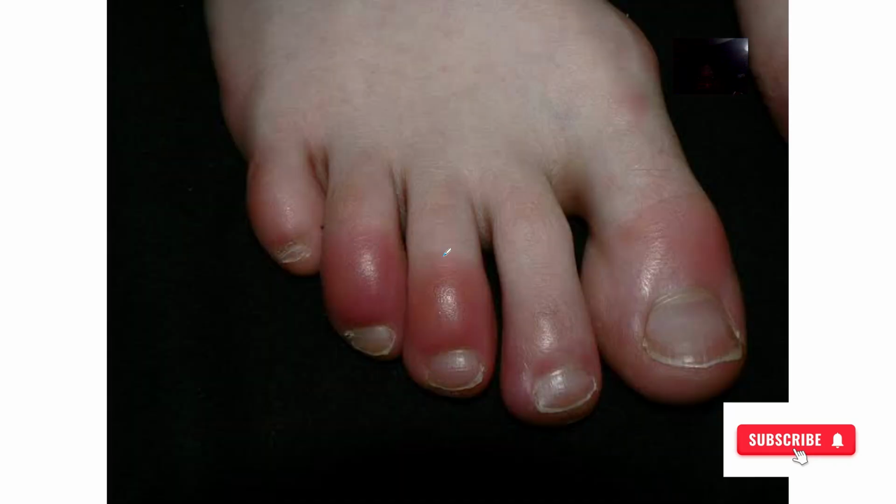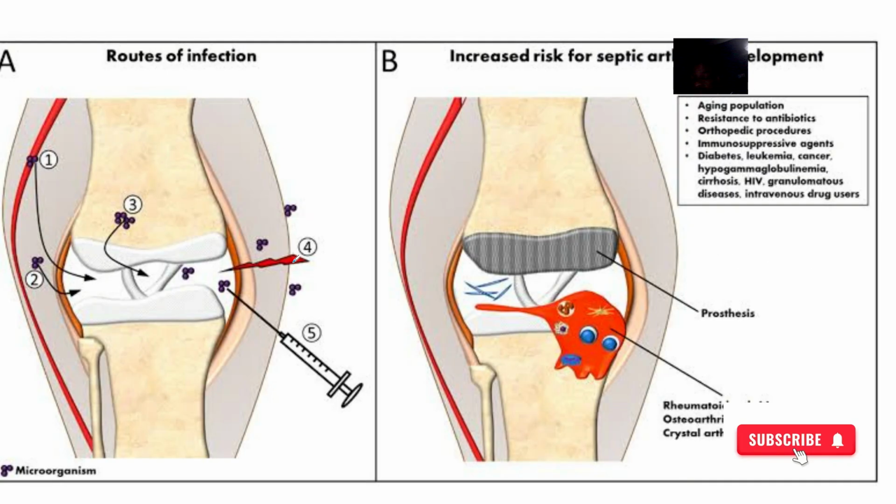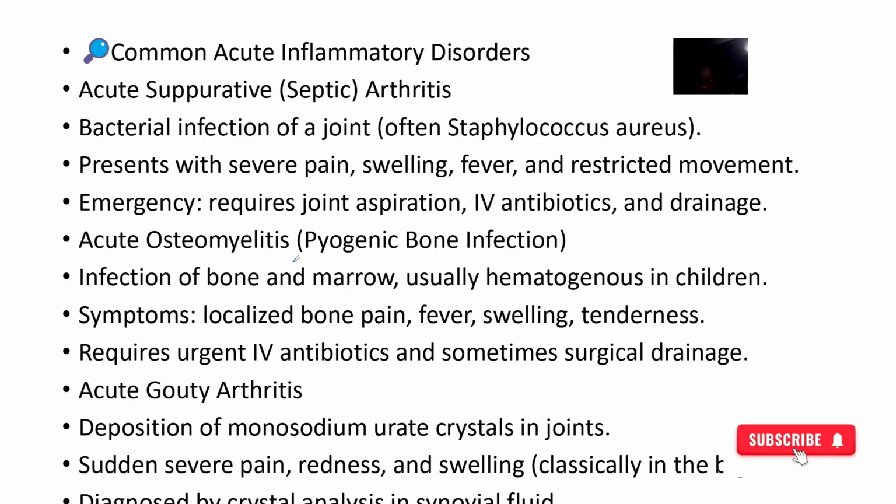So acute inflammatory disorders, it's just conditions where joints could get inflamed, bones could get inflamed, their surrounding tissues could become inflamed, usually due to infections, crystals, or autoimmune reactions. So they present with pain, swellings, warmth, loss of function, the rest of it. So common acute inflammatory disorders, we have acute suppurative arthritis, that's the one for joints.